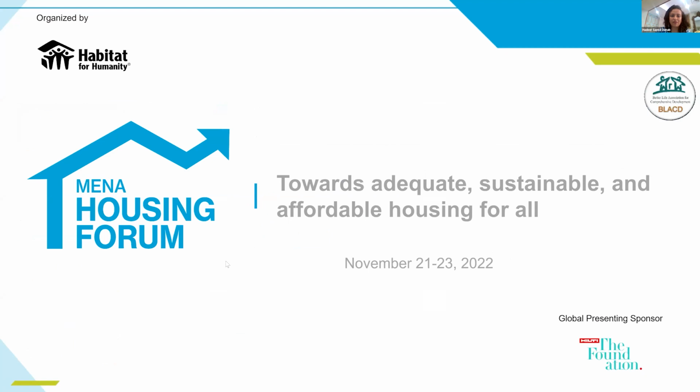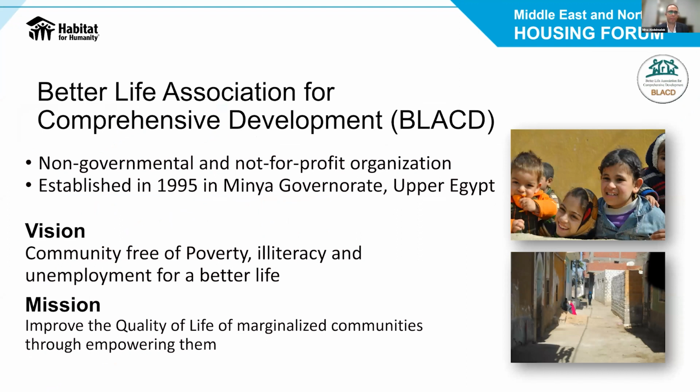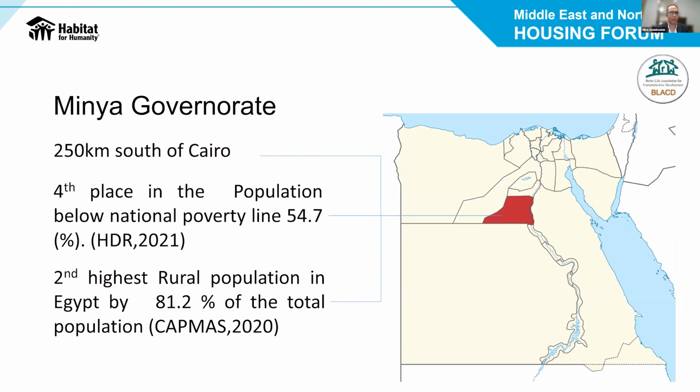My presentation is a journey in Upper Egypt and in one of the most marginalized communities in Upper Egypt called Mina. In Mina, we have Better Life Association for Comprehensive Development. We are a non-governmental and non-profit organization established in 1995 in one of the most marginalized communities in Upper Egypt. Our vision is a community free of poverty, illiteracy, and unemployment for a better life. Our mission is to improve the quality of life for these communities through empowering them, and empowering them is the most important component we are focusing on in our work. Let's have a small brief about Mina.